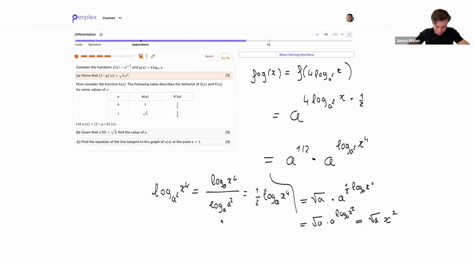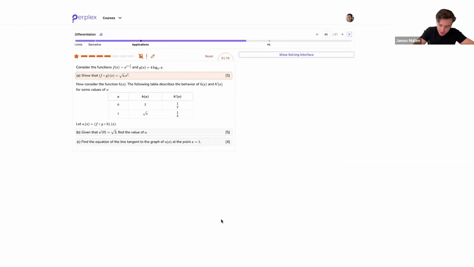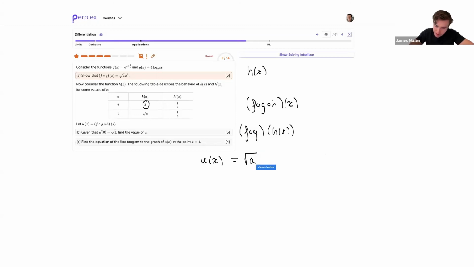No, okay. Now, we're considering the function h of x, and the following table shows h and h prime of x for some values of x. And we are considering a function which is f of g of h of x. Oh my god, that's disgusting. But I can write this as f of g of h of x. And I know what f of g is. We just found that's the square root of a times x squared, so times h squared of x.